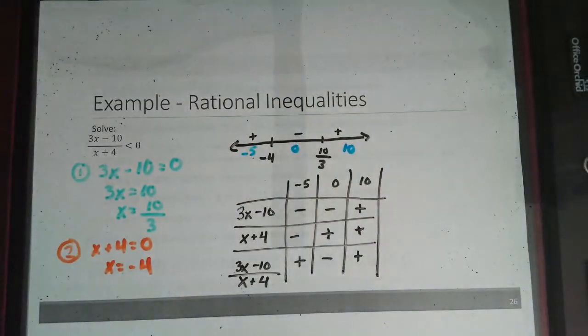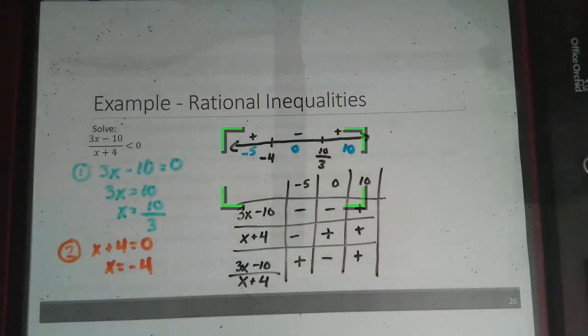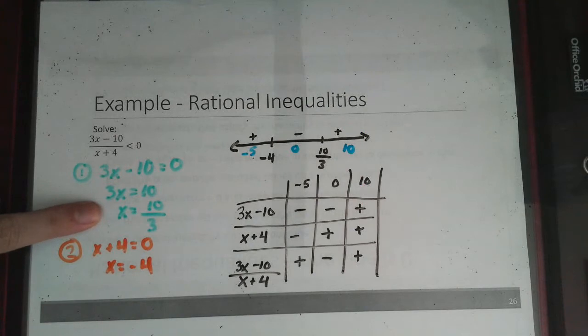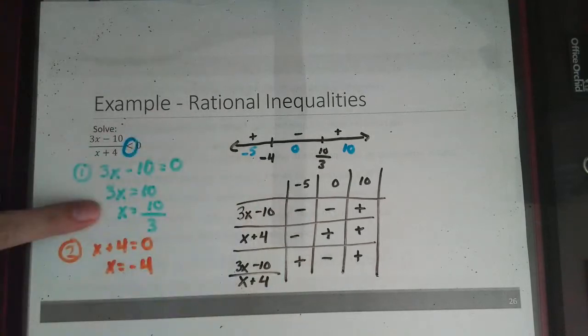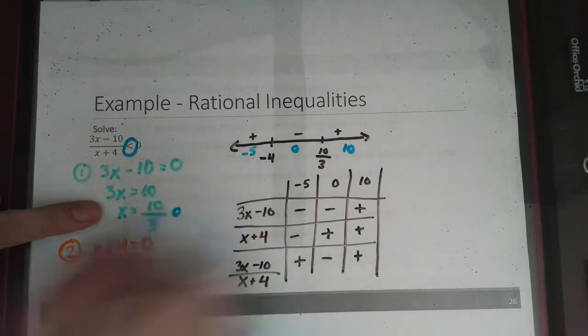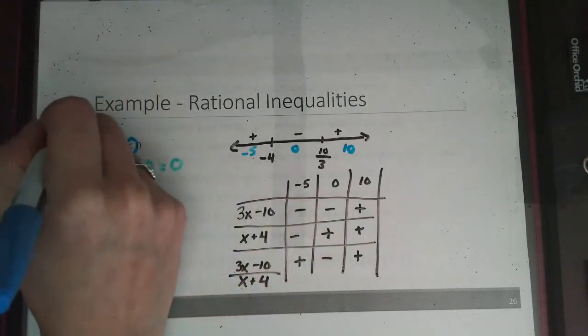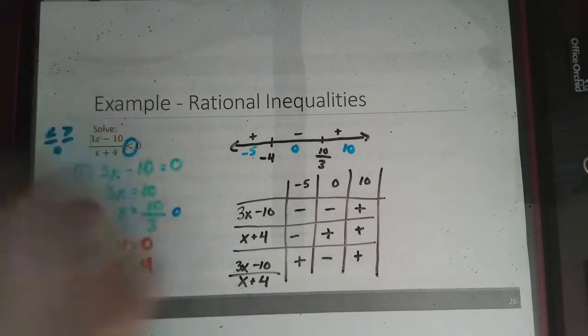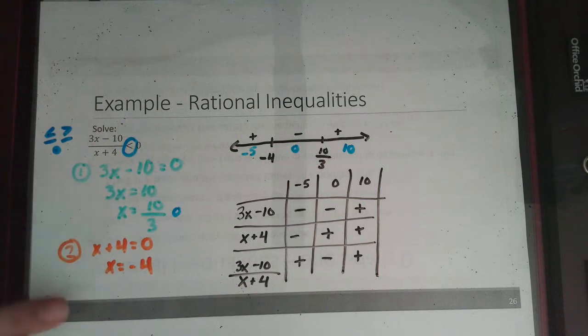So now I just need to figure out what parts of my interval I want. Remember back when we solved for the numerator equal to 0? I'm going to decide whether this gets an open circle or a closed circle based on my inequality sign. There is no equal to, so on 10/3, I'm going to have an open circle. If it had an equal to as an option, then it would be a closed circle. But since it doesn't, it will be an open circle.